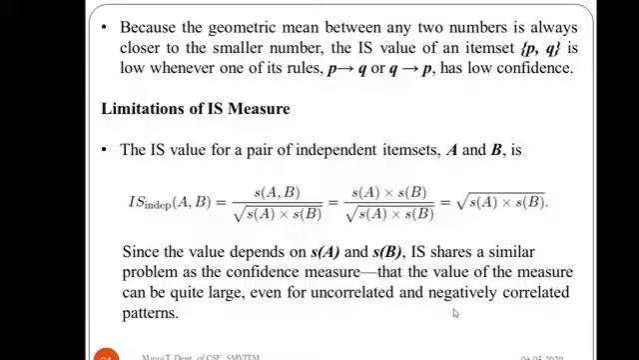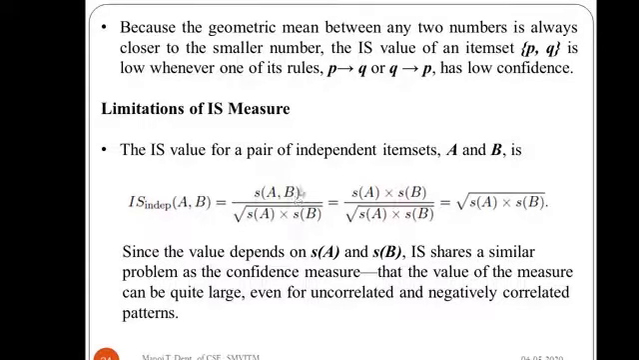So let us now focus on the limitations of the IS measure. IS value for a pair of independent item sets. Suppose A and B do not appear together, and if they are independent, then what is the formula? That we are going to see. IS independent will be calculated like this.